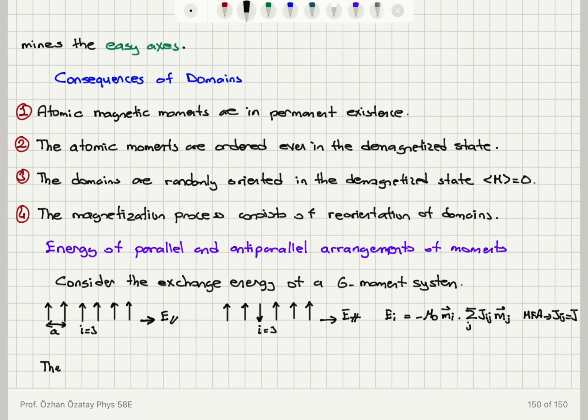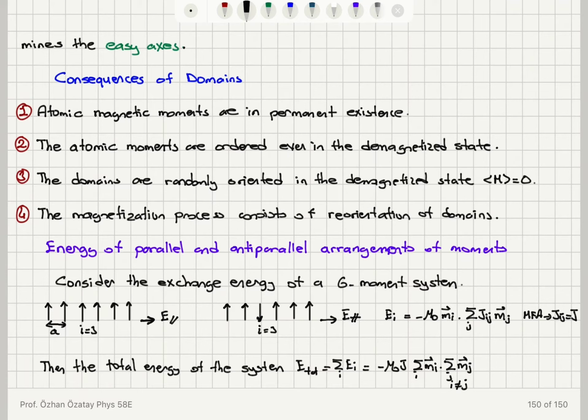So the total energy of the system will be E total equal to the sum over i of E_i, and so this will be equal to minus mu 0 J sum over i of M_i dot product with the sum over j of M_j, where i is not equal to j. So I'm looking at the other moments and the interaction with the other moments.